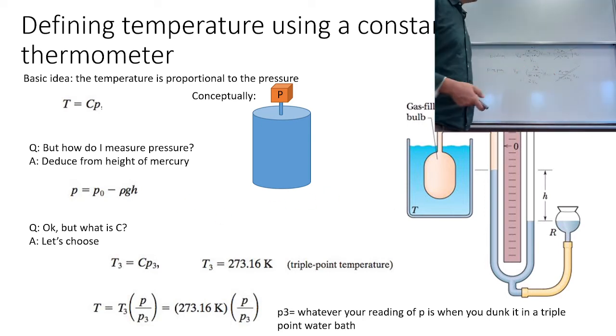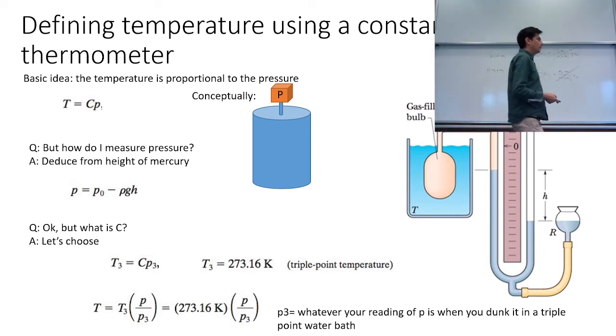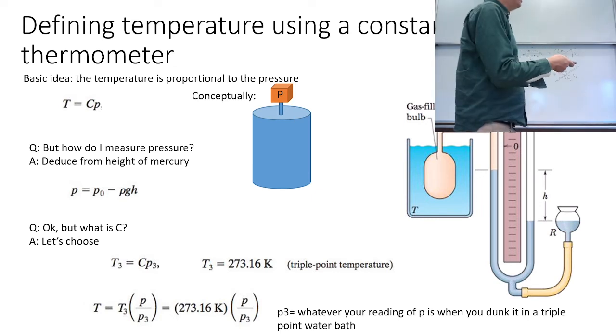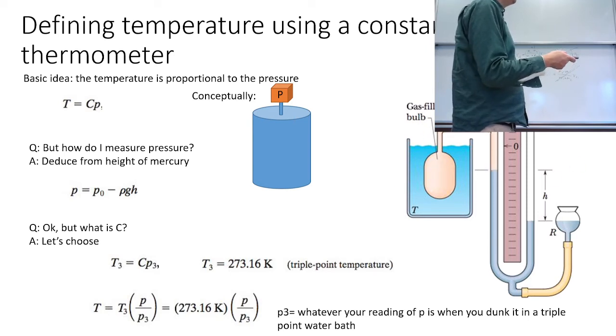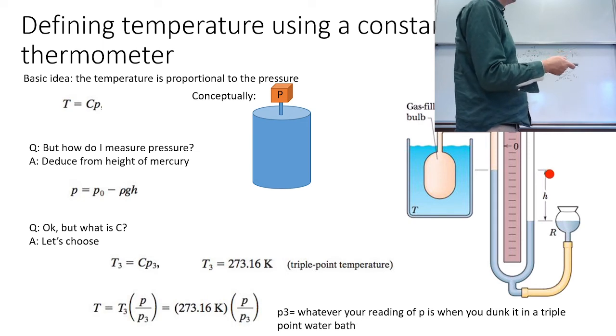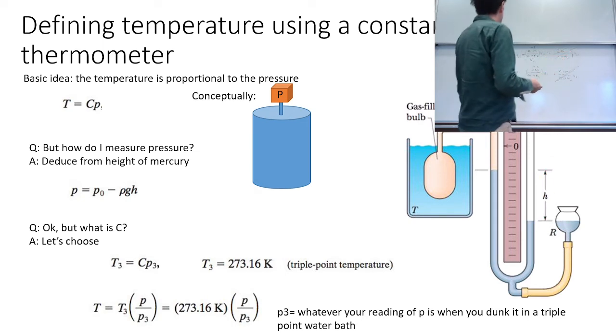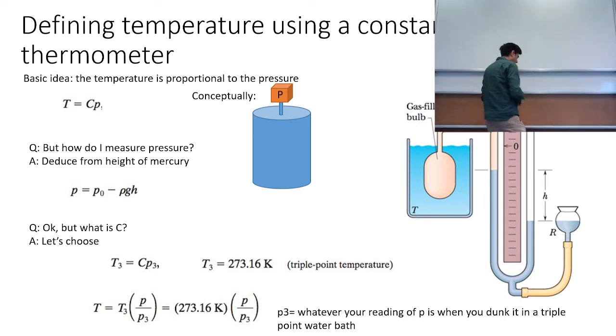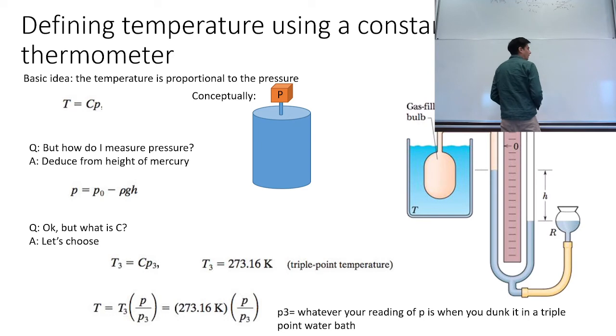Basically what this contraption does is compare the pressure inside the gas-filled bulb with the ambient pressure. And the way this works is that in that tube here, it's like this.